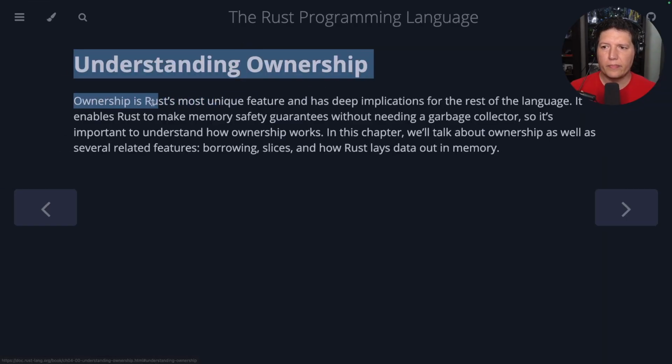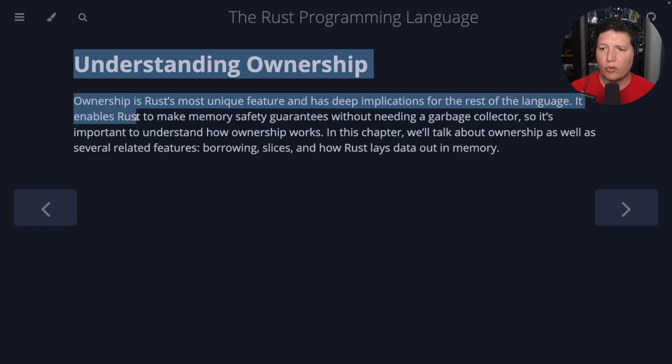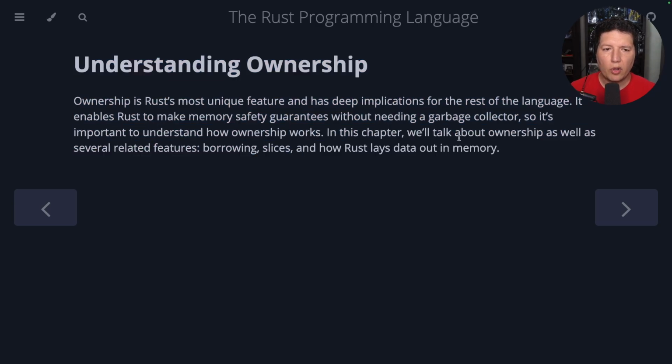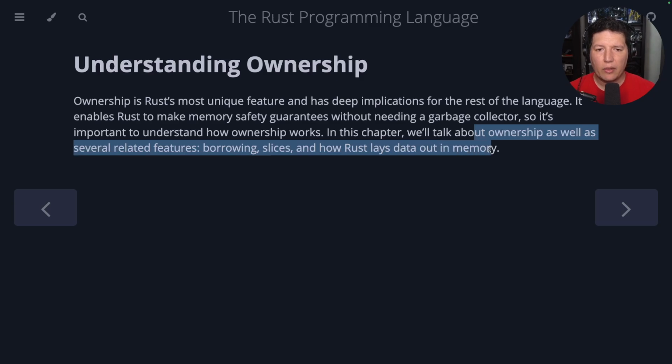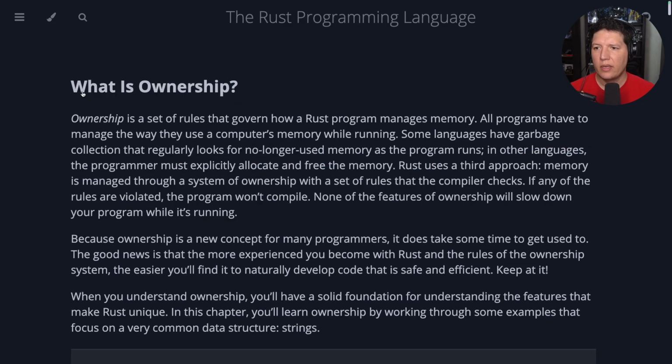Understanding ownership. Ownership is Rust's most unique feature and has deep implications for the rest of the language. It enables Rust to make memory safety guarantees without needing a garbage collector. So it's important to understand how ownership works. In this chapter, we'll talk about ownership as well as several related features: borrowing, slices, and how Rust lays data out in memory. Let's do it.